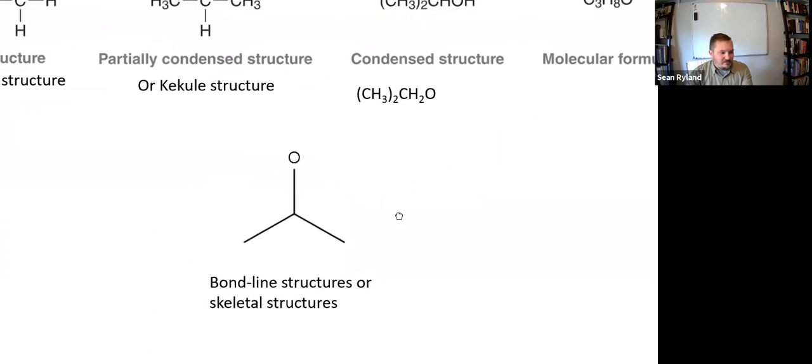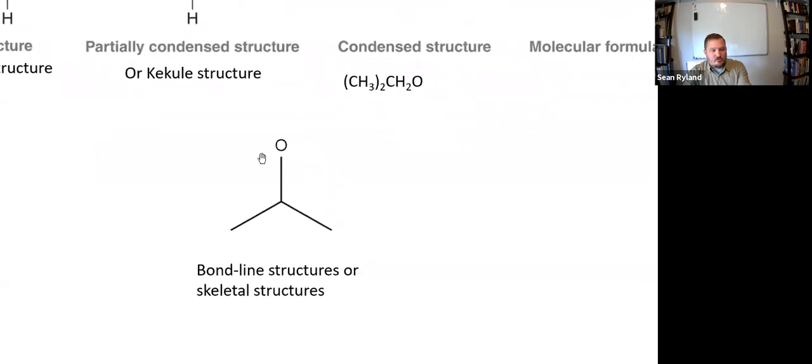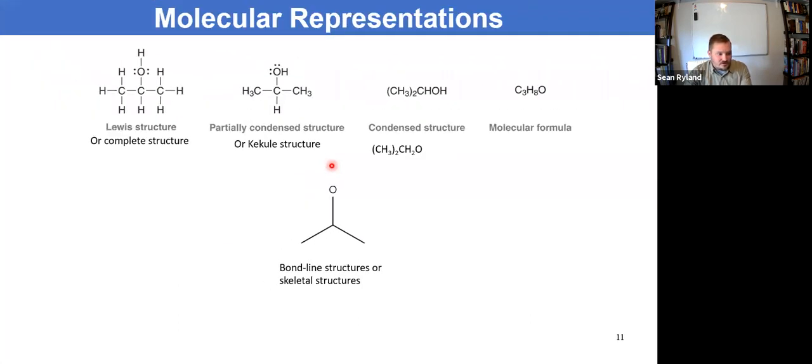And then last but not least, we'll frequently see bond line structures, also called skeletal structures. Basically, you don't write any carbons in and you don't write the hydrogens at all. The end of every line is an atom. If it's carbon, you just don't bother writing the symbol for it. If it's something other than carbon, you write that in there. So this is isopropyl alcohol, rubbing alcohol, and this skeletal structure is saying the same thing as these others.